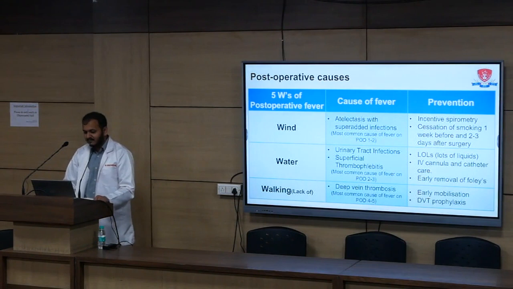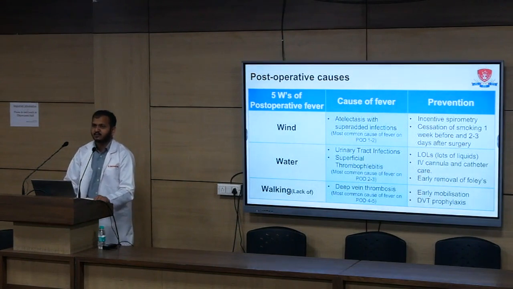First will be wind, that represents lungs. So the cause of fever will be atelectasis with superadded infections. It is the most common cause of fever on post-operative day 1 and 2. The prevention can be done by incentive spirometry and cessation of smoking 1 week before and after the surgery.